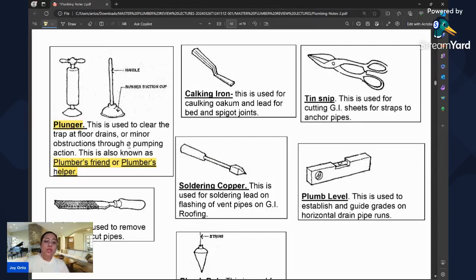Okay, we have also the caulking iron, and this is used for caulking oakum and lead for hub and spigot joints. We have also the tin snip. Tin snip, this is used for cutting GI. Yung mga GI sheets natin for straps to anchor pipes.